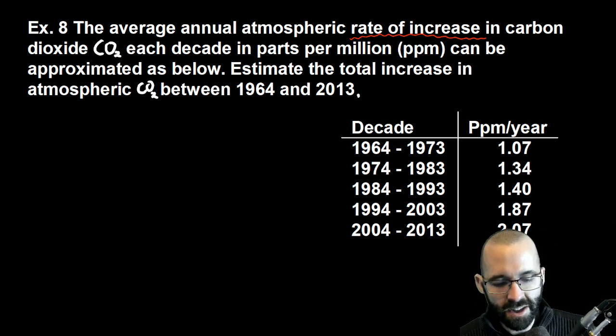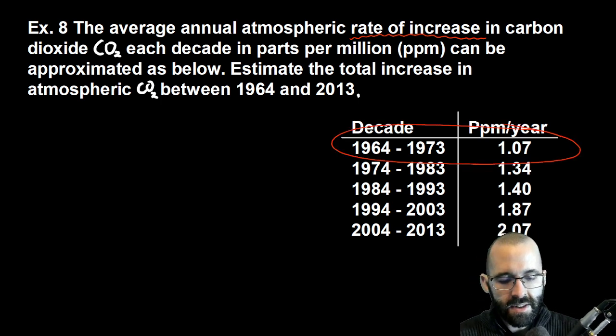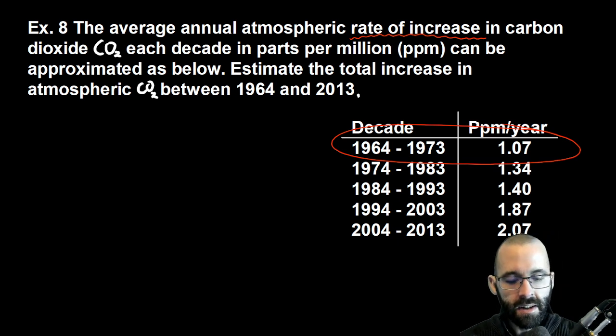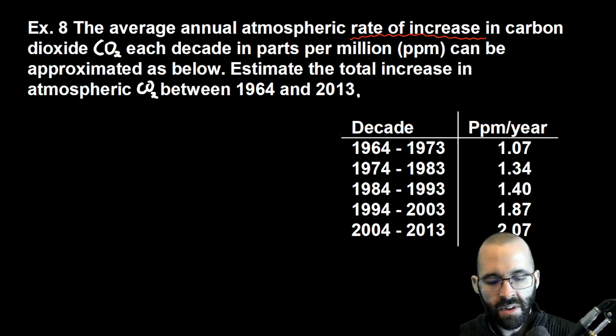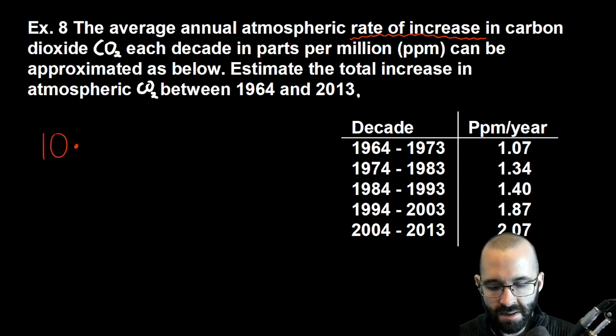We're caring about the total increase. Well, what does the table tell us? The table tells us that every year in this decade, there is an increase of about 1.07. So what's the total increase in just this decade? If every year in this decade it increased by about 1.07, well, then the total increase in that decade was, there were 10 years, and each year it increased by 1.07.